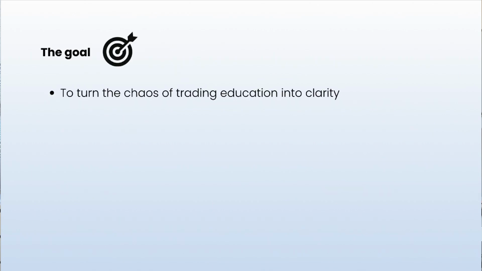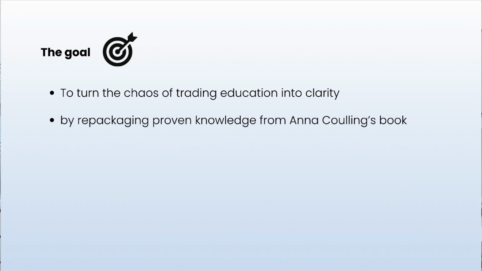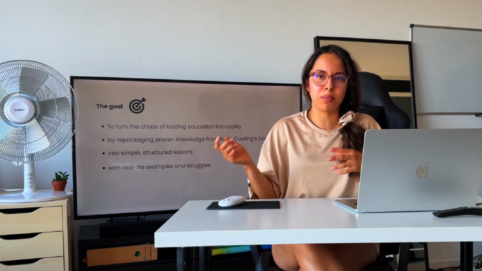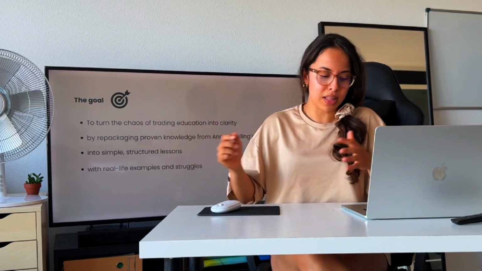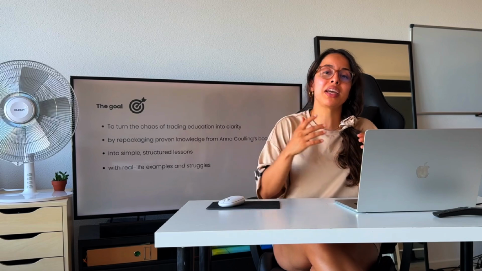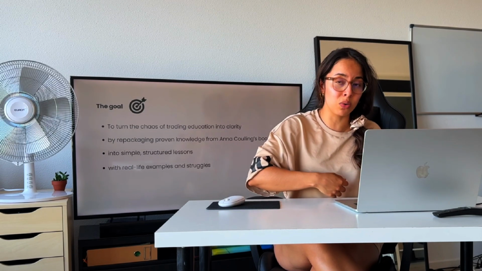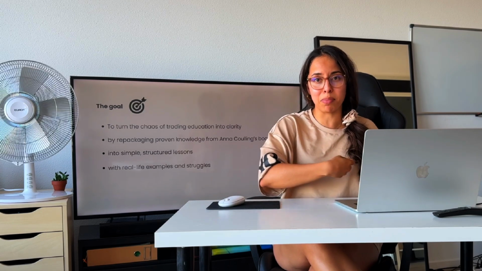So the goal is very simple. My goal is to turn the chaos that is out there on YouTube into clarity. I want to turn it into structure. And the way that I'm going to do that, I'm going to repackage the proven knowledge from Anna Coulling's book. And we're going to do that with simple, structured lessons. And then, of course, we're going to add real life examples and real life struggles, because theory without application is nothing. Theory with application, now that's knowledge. Putting it into practice so that it becomes wisdom. The only way that you get the wisdom is by applying the theory.